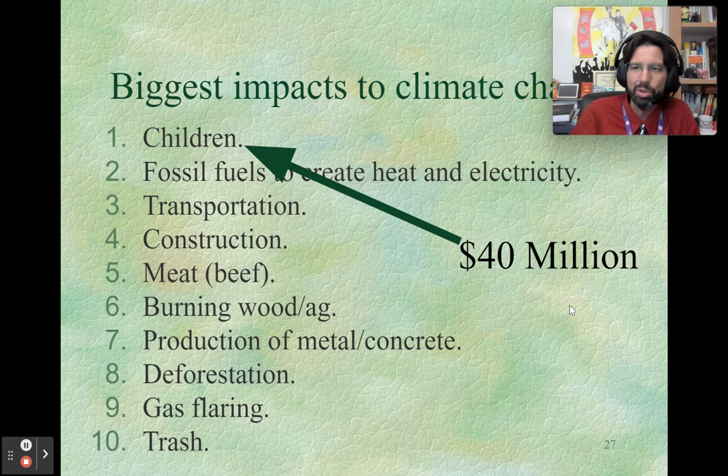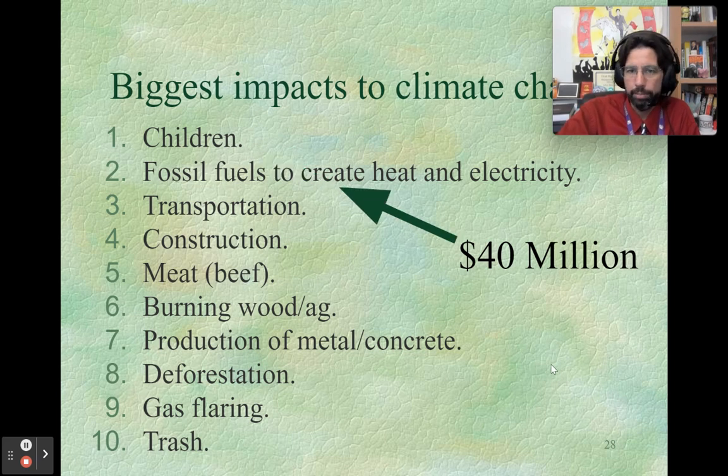There are plenty of resources on this planet. That's not the problem. The problem is how they get distributed efficiently. So we're going to take children out of the running, and let's just say fossil fuels to create heat and electricity. That sounds good. I'll put $40 million to create heat and electricity. Now, here's the thing. Because I put the $40 million to fossil fuels that create heat and electricity to try to mitigate that, that means I can't put them in these other things. I've used the $40 million already on number two.